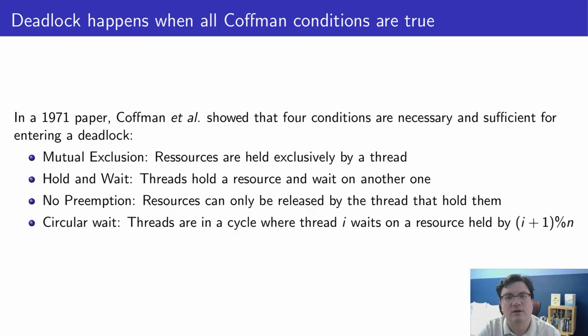The first condition is mutual exclusion. There are resources that are held exclusively by the threads. The second condition is hold and wait. Not only do the threads have to hold a resource, they also wait for another one. The resource holding needs to be non-preemptive. Only the thread that holds the resource can release that resource. And finally, there has to be a circular wait pattern where each thread waits on the next, and the last thread waits on the first one.